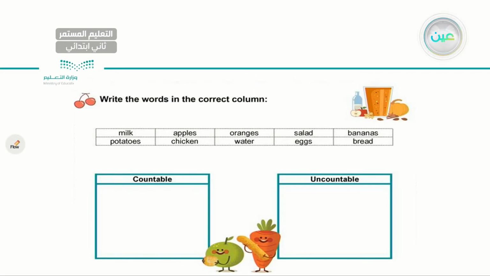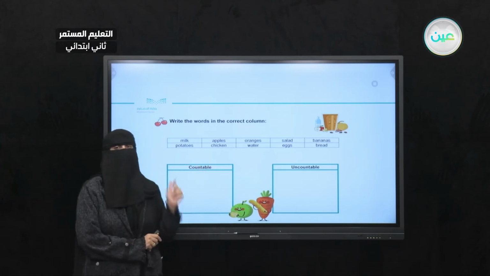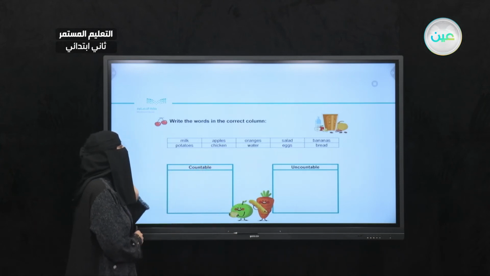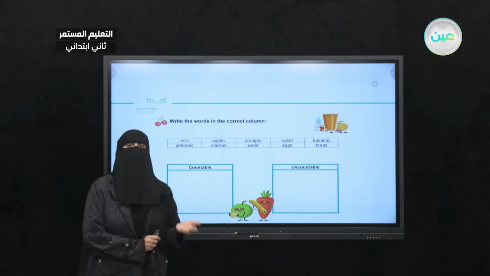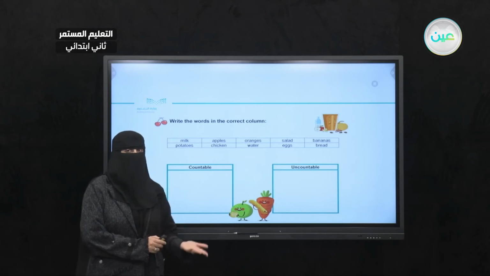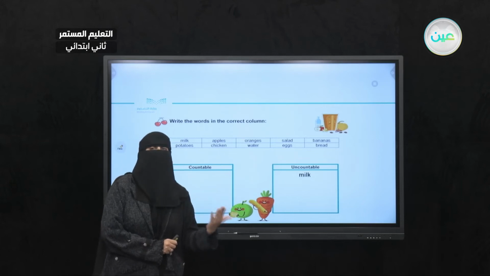I have milk, apples, oranges, salad, bananas, potatoes, chicken, water, eggs, bread. Now, we need to classify them if they are countable because they have S, plural, or uncountable. Let's start with the first word here. I have the word milk. What do you think, my dear student? Milk, can we count it? It's a liquid. It is uncountable. Very good.